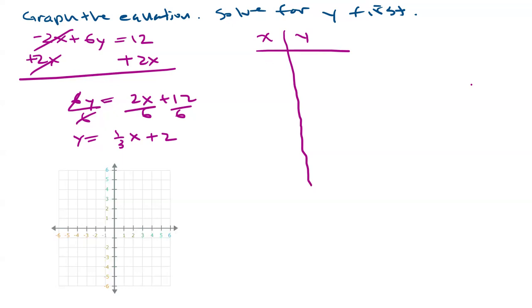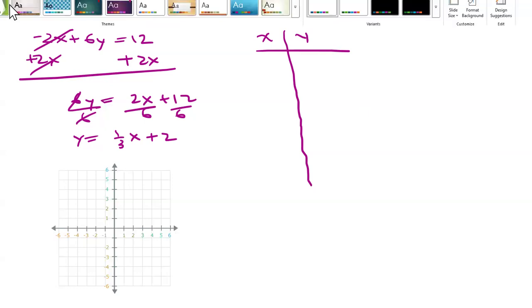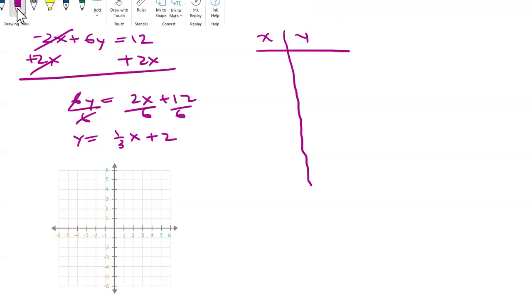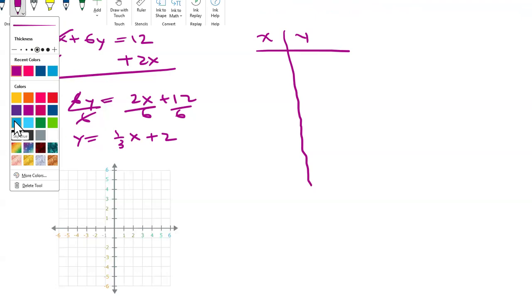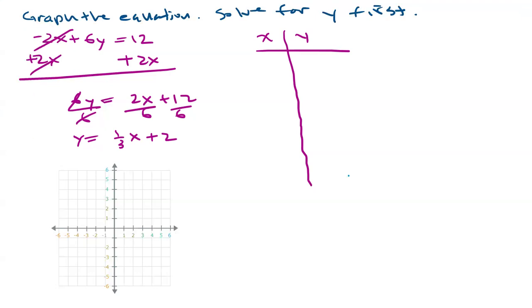Let me use a different color here. Okay. So I can do -6, right? -3, okay, 0, 3, and then 6. Okay, so -6, I have 1/3 times -6 plus 2. Okay, kind of wrote that a bit. Let me rewrite that. So 1/3.